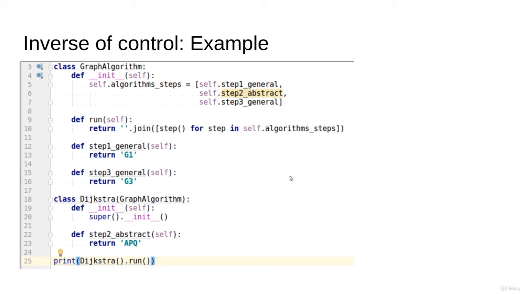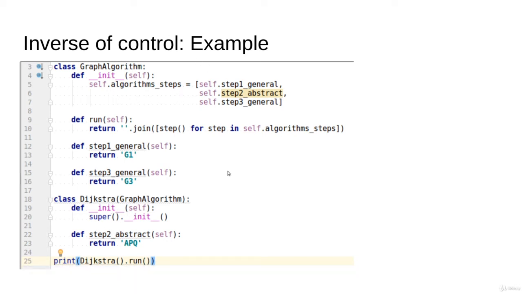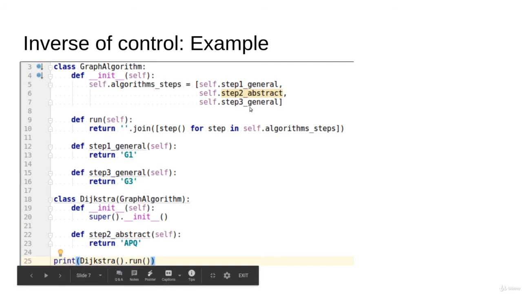So the moral of it is that in normal flow, the child class knows about the parent class, but in the inverse of control, you as a parent class are actually doing the inverse. You have a flow of step 1, step 2, step 3, and at some point you are giving the control to the child to make something, then it comes back to you again. That's why we call it inverse of control.